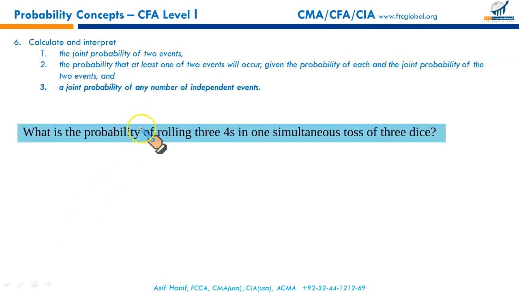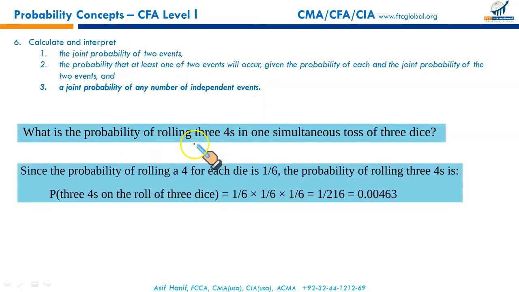Lastly, a joint probability of any number of independent events. Independent events means an event occurrence doesn't depend upon the occurrence of other events. So what is the probability of rolling 3 4s in one simultaneous toss of 3 dice. When you toss dice first, getting a 4, the probability is 1 over 6. We roll it again, getting a 4, probability is 1 upon 6. Getting a 4 again, 1 upon 6.